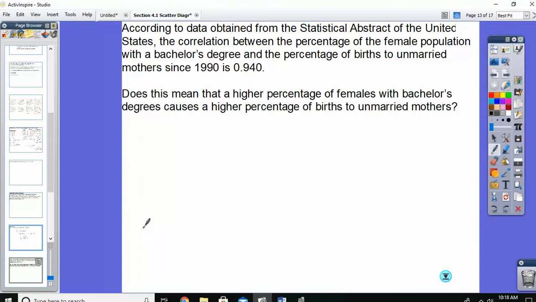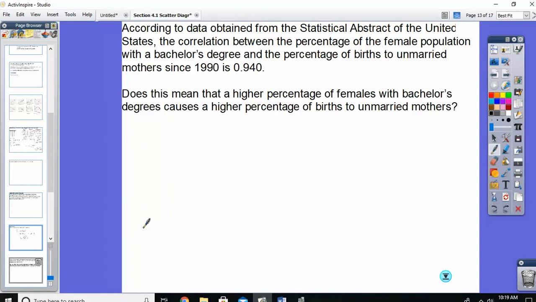The next thing, I put a definition on your sheet, but before I talk about that, I put a question up to kind of motivate it. According to data obtained from the Statistical Abstract of the United States, the correlation between the percentage of the female population with a bachelor's degree and the percentage of births to unmarried mothers since 1990 is 0.94. So does this mean that a higher percentage of females with a bachelor's degree causes a higher percentage of births to unmarried mothers? That if more females get a college degree, there will be more births to unmarried mothers?